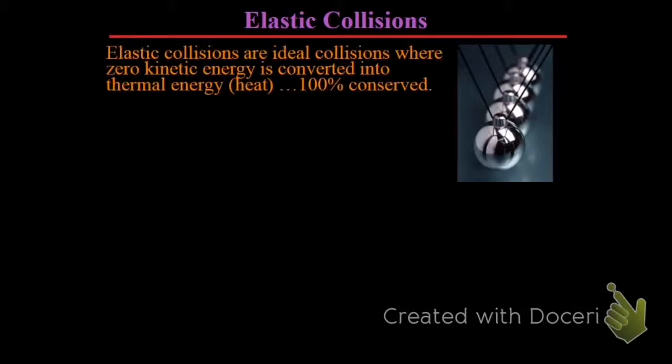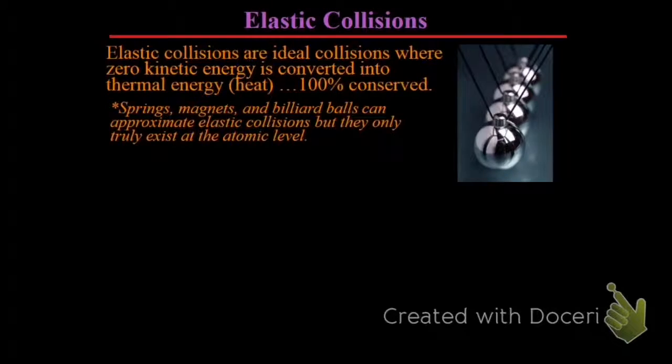So the first type of collision that we're going to talk about is what's called an elastic collision. These are considered ideal collisions where zero kinetic energy is converted into thermal energy. In other words, 100% of that elastic kinetic energy is conserved. So for example, we consider springs and magnets and billiard balls to be approximately elastic collisions, but really they also lose a little bit of energy. But in elastic collisions, we see all of the energy going in coming out as kinetic energy.